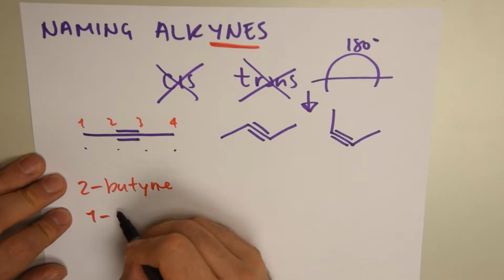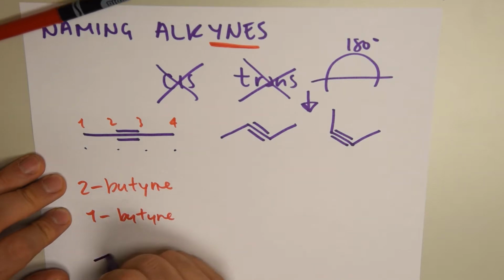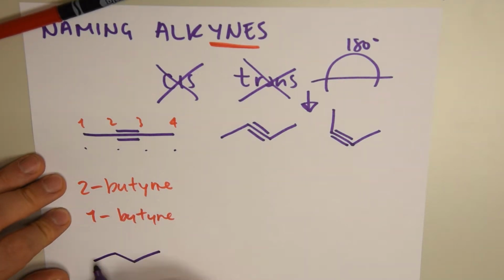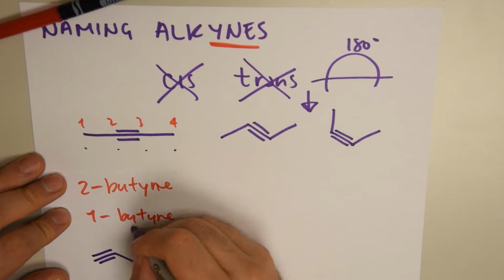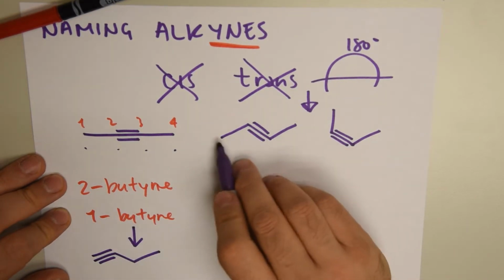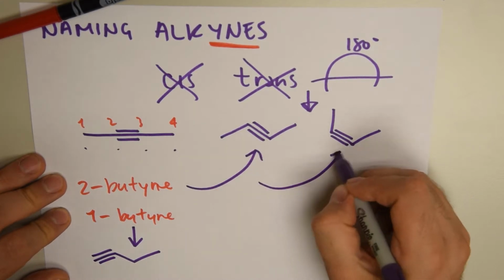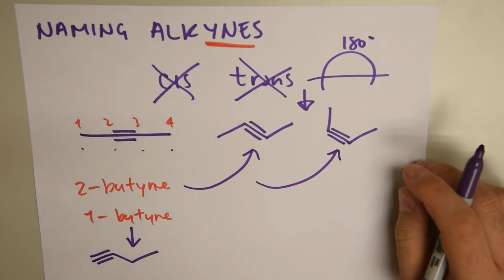What happens if we want to draw 1-butyne? Same thing. I just draw my 4 carbons, 1, 2, 3, 4, and at number 1, I draw my triple bond, 1-butyne. Very simple. This one is also what? 2-butyne, because it's at number 2. This is also 2-butyne, because remember, there's no cis or trans for alkynes.